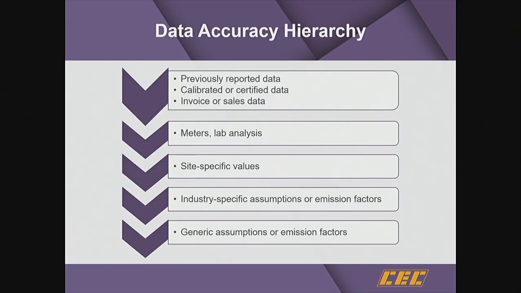The best way to start is to collect all the numbers you possibly have, and then you can pick which one is best among them. And if you're going through the hierarchy of what data is best, the best numbers you have are anything that was previously reported and certified. Someone has already seen that number, it's public, use it again, be consistent if you can. Also, invoice data or sales data, anything that has a money value attached to it is highly scrutinized and probably pretty accurate. Your gas bill, for instance, is a very accurate number for your sake and your supplier's sake.